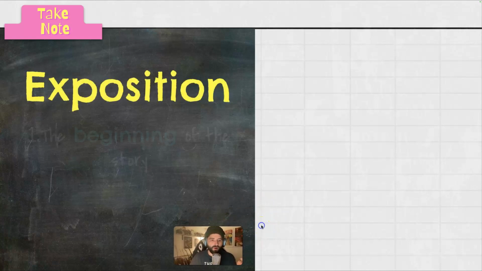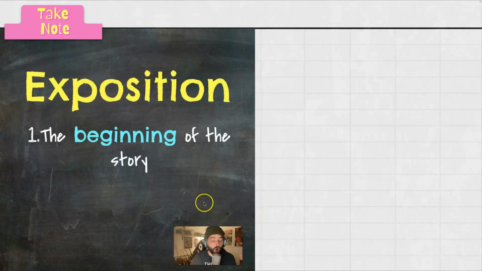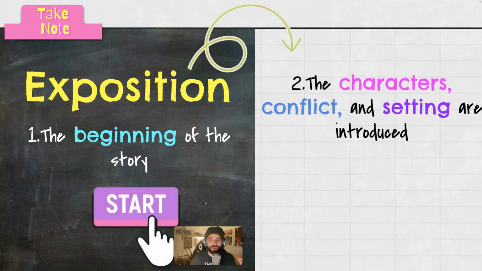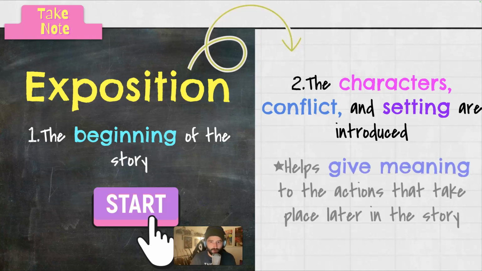So now when we look at plot, our first part of plot, the exposition, also known as the beginning of the story. Now in this exposition, you are introduced to the characters, conflict, and setting. If you do not have these 3 things introduced in the beginning of a story, you do not have a story. It doesn't go anywhere. All right. It helps give meaning to the actions that take place later in the story.